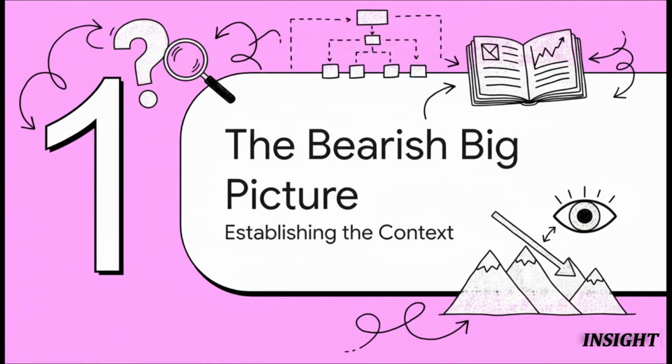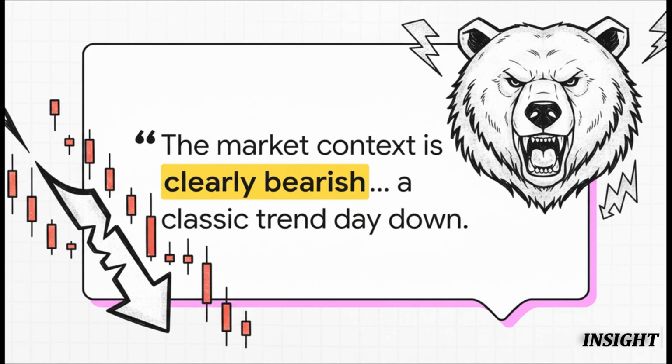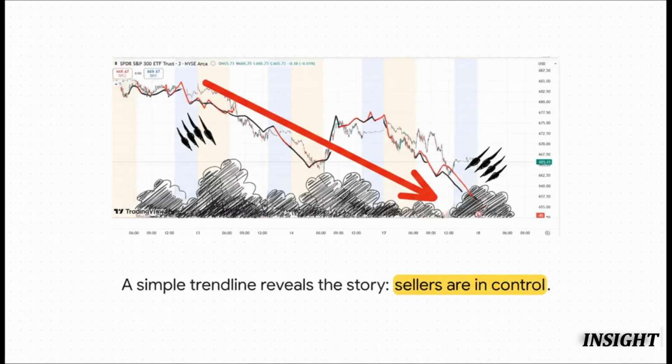Well, an analyst's very first step, before they do anything else, is to figure out the overall context. You have to understand the main plot of the story before you can possibly understand the scene that's playing out right now. And in this case, the context is immediately obvious. The analyst's first take is that the market is clearly bearish. This isn't a guess, it's just an observation of the dominant force at play. It's what's called a classic trend day down, basically a day where the sellers are in complete control from open to close.